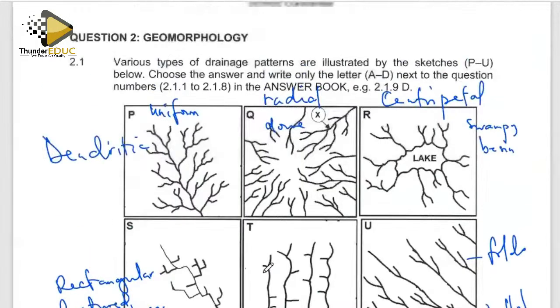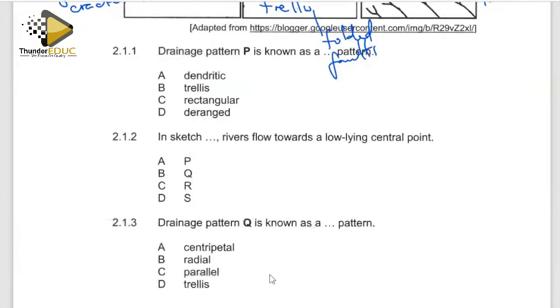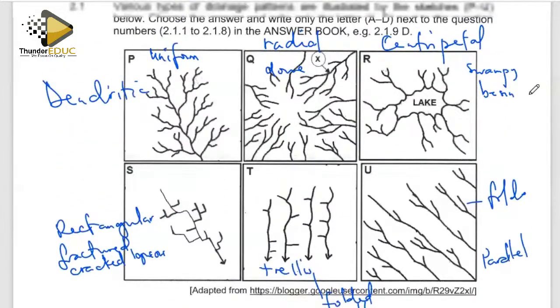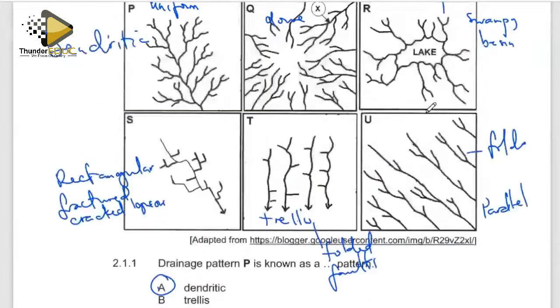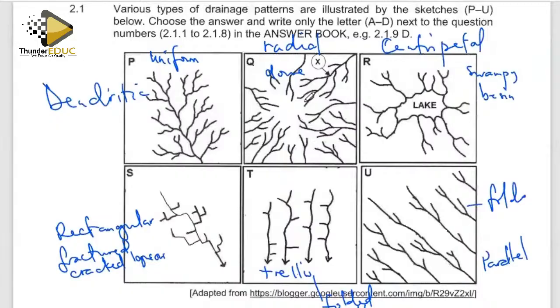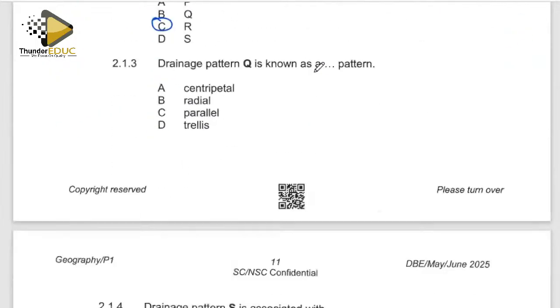We have answered that. Drainage pattern P is dendritic, which is A. In sketch dash, rivers flow towards a low-lying central point. Low-lying central point like a basin or a swamp area, that is R. Our correct response is C. Drainage pattern Q is known as dash pattern. Q, we are here. We say that is a radial.